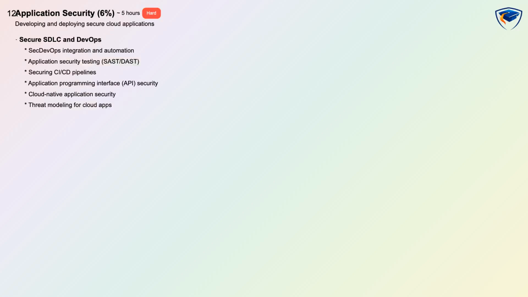Application security is 6%, hard difficulty, with about 5 hours recommended and both conceptual and scenario questions. The focus is secure SDLC and DevOps integration, securing CI/CD pipelines, application testing using SAST and DAST, API security, and threat modeling for cloud-native apps. You will also learn SecDevOps automation and cloud-native application security patterns.